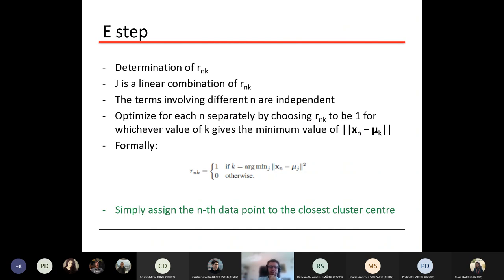Cool. And now let's go for the expectation step. In the expectation step, we keep mu k fixed, and we want to determine r_nk. We see that J is a linear combination of these values r_nk, and for different points n, these values are independent. Therefore, we can optimize for each point n separately from the other points.